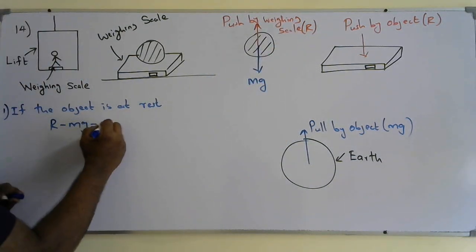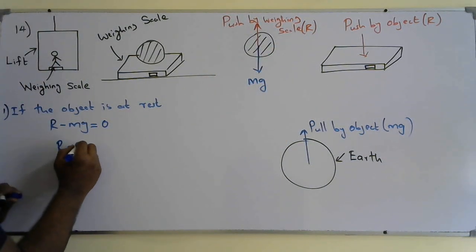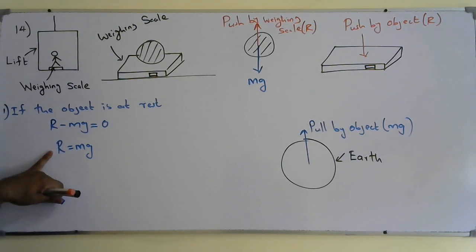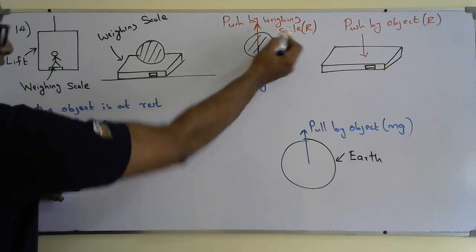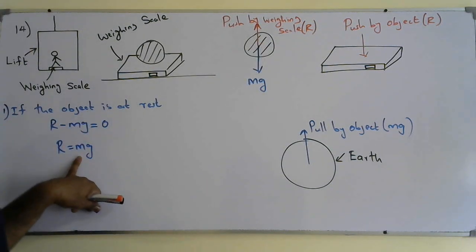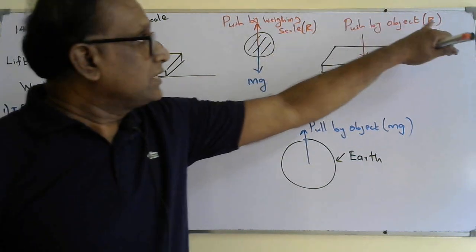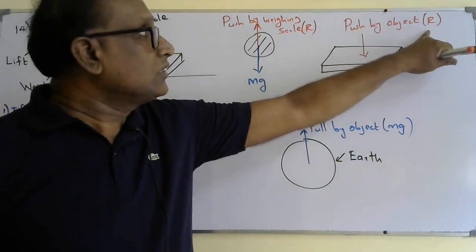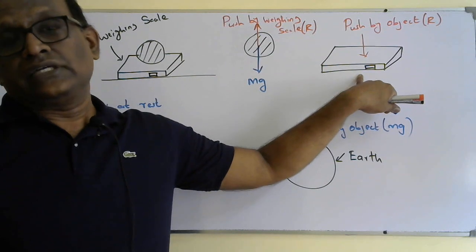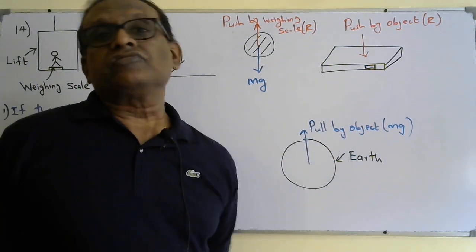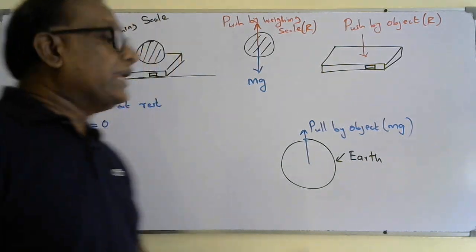They must be balanced. So R is equal to mg. So the numerical value of the normal reaction is equal to the weight of the object. So the reading is the third law pair of this one. These two have the same magnitude, so the reading will be equal to mg. Or I can say the magnitude of the reading is equal to the weight of the object.